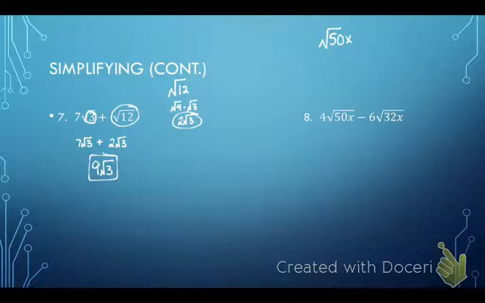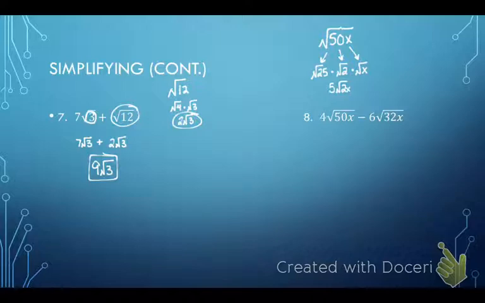So how can I simplify the square root of 50x? What's a perfect square that I can divide 50 by? 25. So I have square root of 25, I have the square root of 2, and I still have the square root of x. Okay? It's still underneath there. What is the square root of 25? Just told you. So I have 5 square root of 2x.